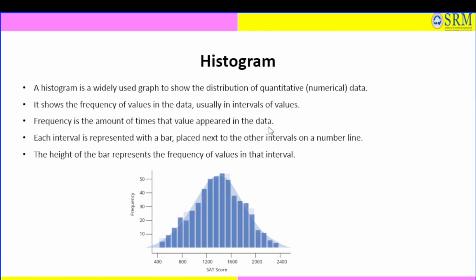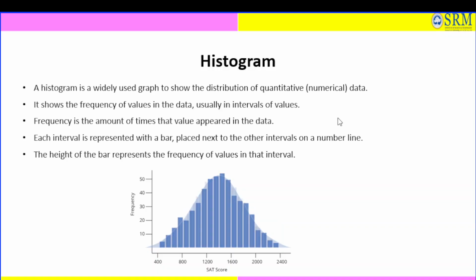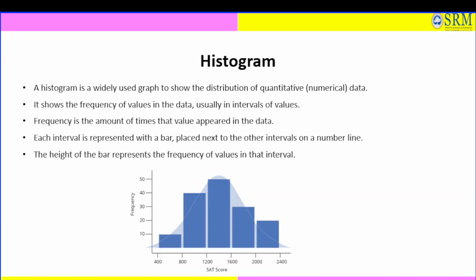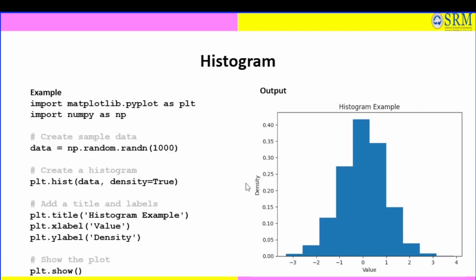So then comes the histogram. Histogram is a widely used graph to show the distribution of our numerical data, and it also shows the frequency of values in the data, usually in intervals of values. Frequency is nothing but the number of times the value appeared in the data, and each interval is represented with a bar next to the other intervals on a number line. And whenever you see the height of the bar, it is nothing but the frequency of values in that interval. And this is our histogram.